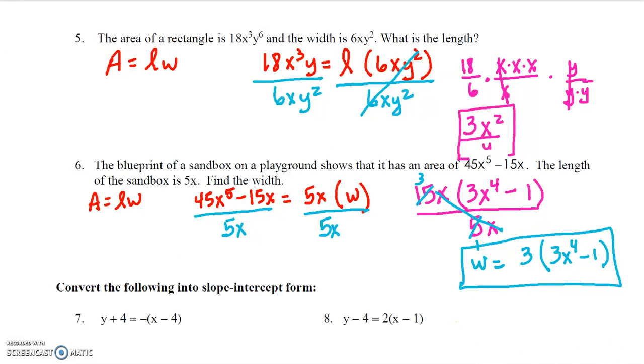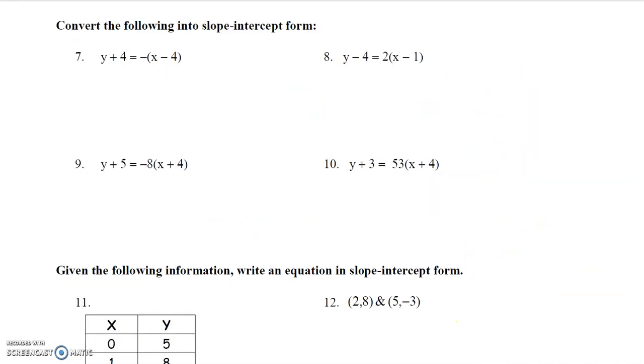Okay? Okay, I'm going to go on and I'm doing number 7, 8, 9, and 10. So all of them just say to convert the following into slope-intercept form. So let's remind ourselves what that looks like. Y equals mx plus b. So I just basically need my y to be by itself.